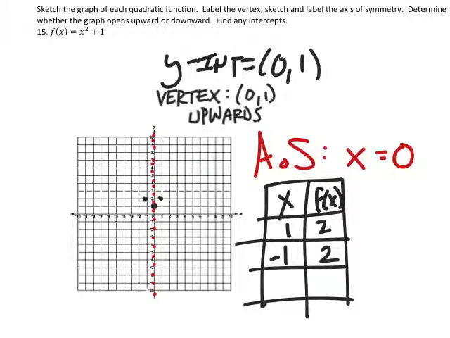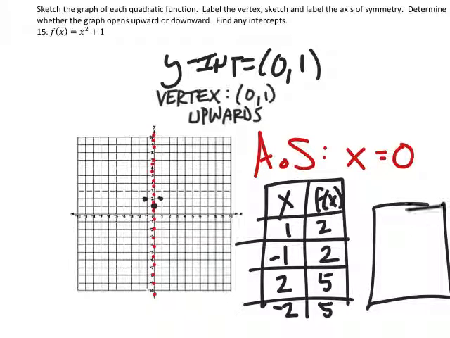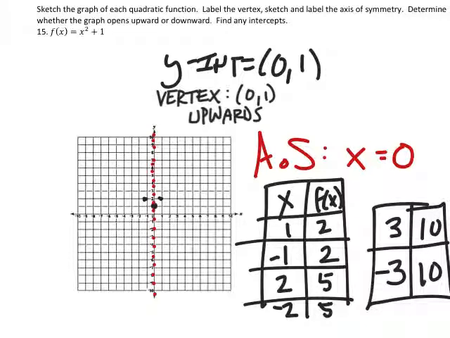Now, this is not linear, so I know it's going to curve. Let's try the next value, 2. 2 squared is 4, plus 1 is 5. The corresponding negative value will be 5 as well. And then if we use 3, I'll make another box over here, with 3 and negative 3, that's going to give us 10, which will fit on this graph, and that's fine. So negative 2 would be at 5 right here. 2 would be at 5 as well. Negative 3 is at 10, and positive 3 is at 10 also.